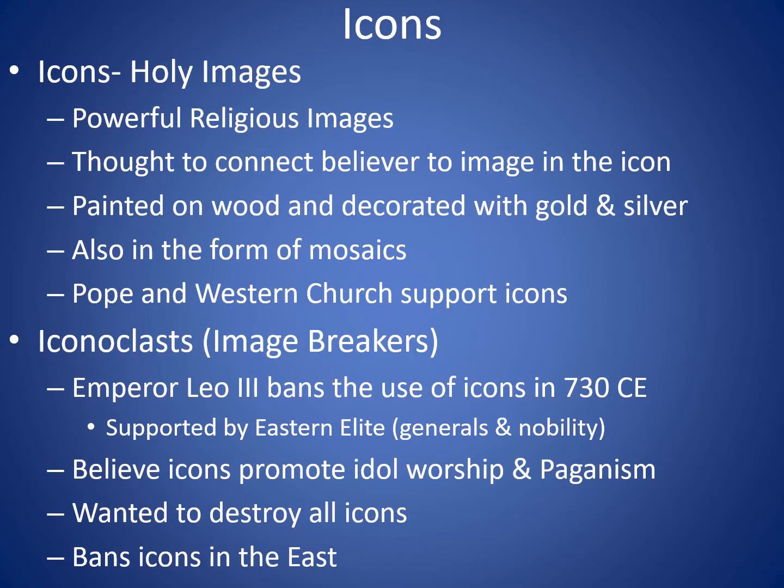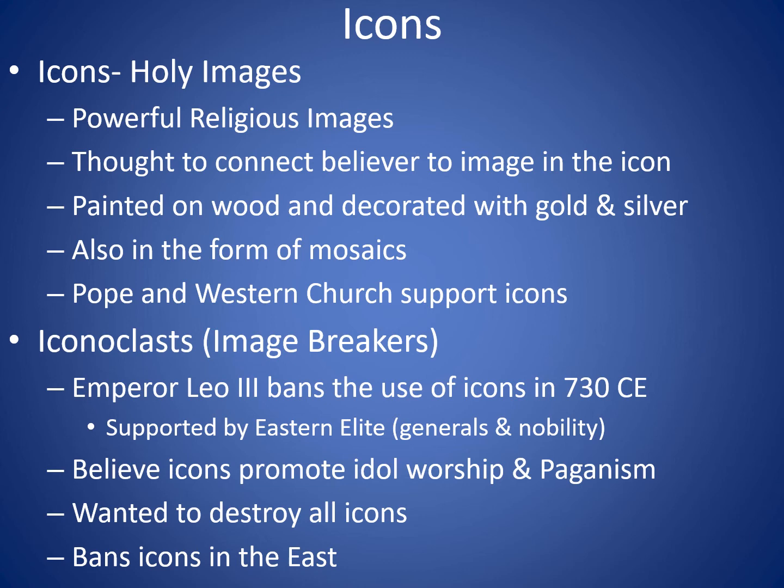One of the sparks to this split between the church would be over icons, or holy images. An icon was a powerful religious image, and it was thought to connect the believer to the image in the icon, whether that be one of the saints or Jesus. These icons could be painted on wood and would be decorated with gold and silver. They could also be in the form of mosaics. Now, the Pope and the Western Church, centered in Rome, supported the use of icons. But in the East, icons were going to be banned.